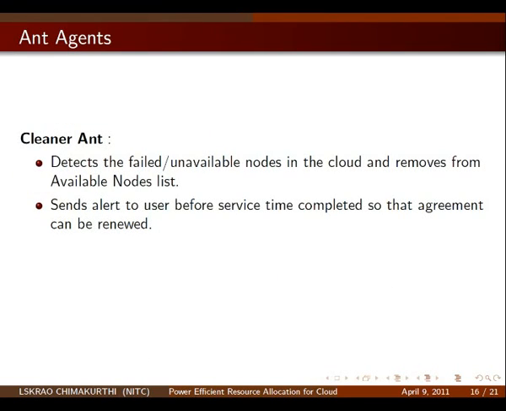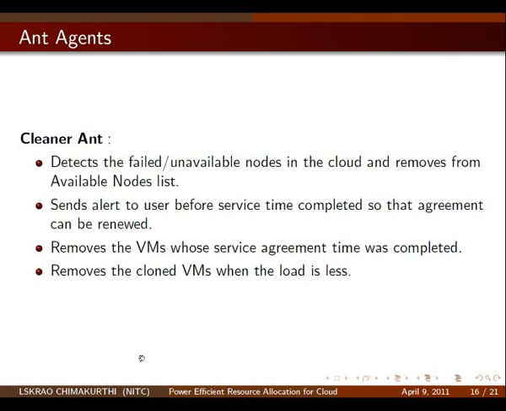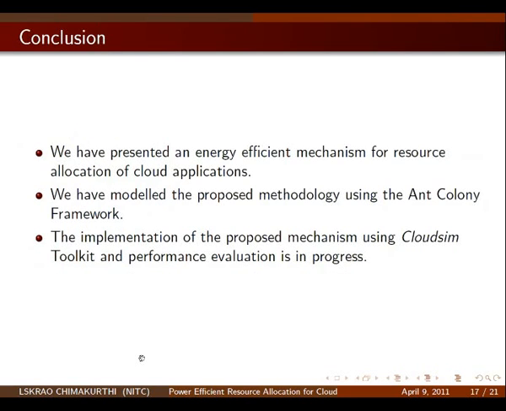The cleaner ant detects the failed or unavailable nodes in the cloud and removes this information from the available nodes list. It also sends an alert to the user before the service time is completed, so that the agreement can be renewed. And it also removes the VMs whose service agreement time is over, and removes the cloned VMs when the load on the application is very less.